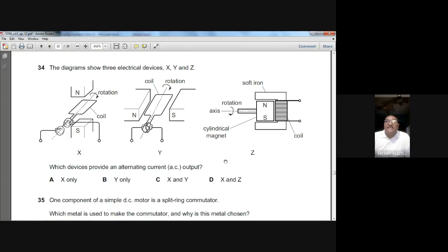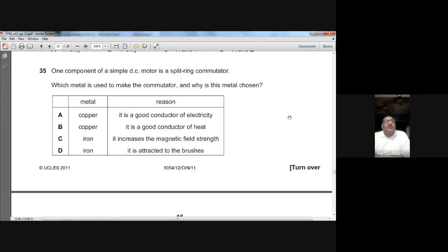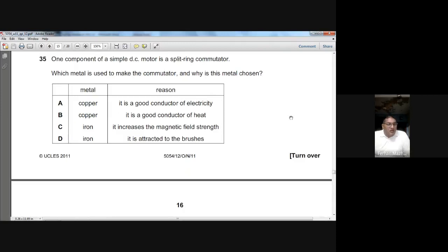This Z is a dynamo. This produces alternating current. So X and Z, they both give output AC current. They both are generators. So X and Z. So for question number 34, D is the option. Okay, on your screen we have question number 35.